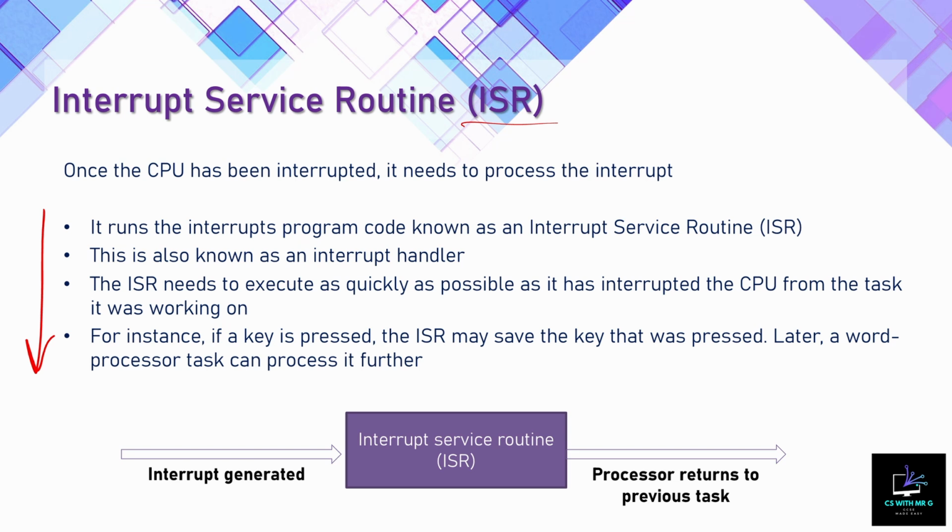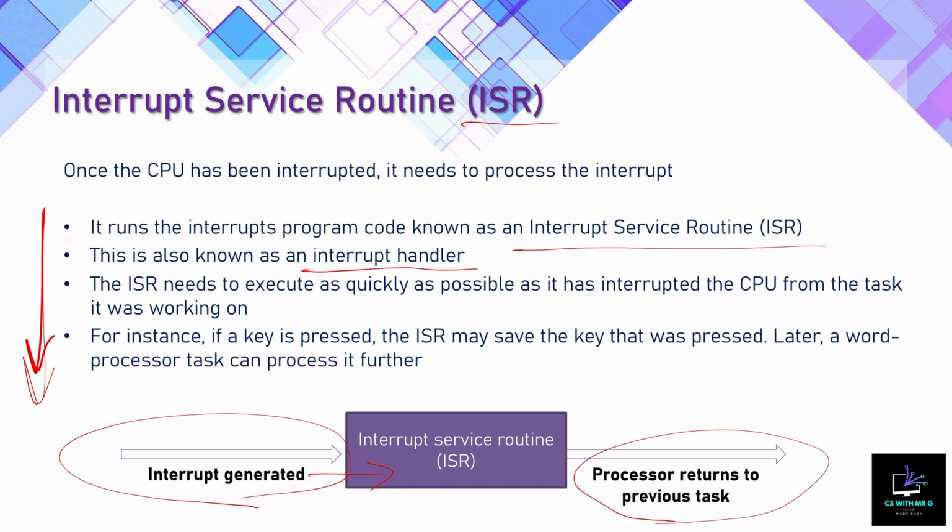The CPU receives the signal and the ISR is run. It then will want to act as quickly as possible in order to solve the problem that has caused the interrupt, by stopping the CPU from doing whatever it was doing, putting it to one side, dealing with the interrupt so it can come back to what it was doing beforehand. So as you can see, the interrupt is generated, the ISR is called, it's run, it does these steps, and then the processor will return to the previous task that it was doing.